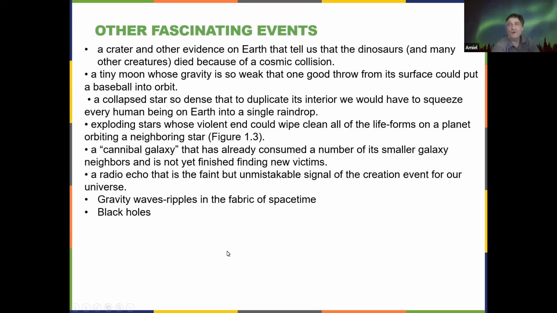A moon so weak that if you threw a ball up, it would just keep going into orbit. A collapsed star so dense that you would have to squeeze every human being on Earth into a single raindrop, and that would be the density of this star, a collapsed star. Exploding stars whose violent end, subtext reads supernova, could wipe out all life forms on a planet.